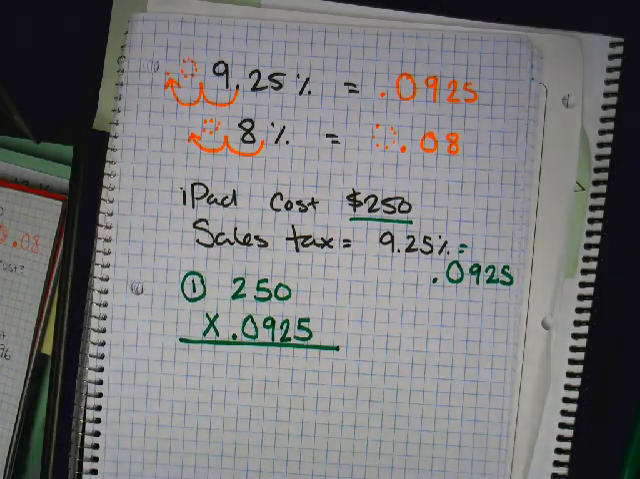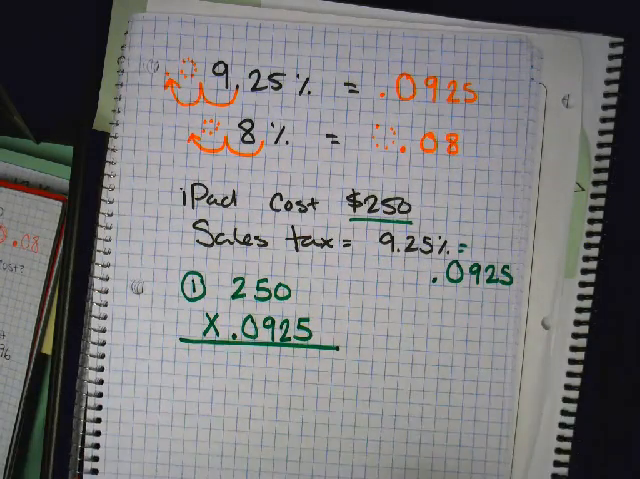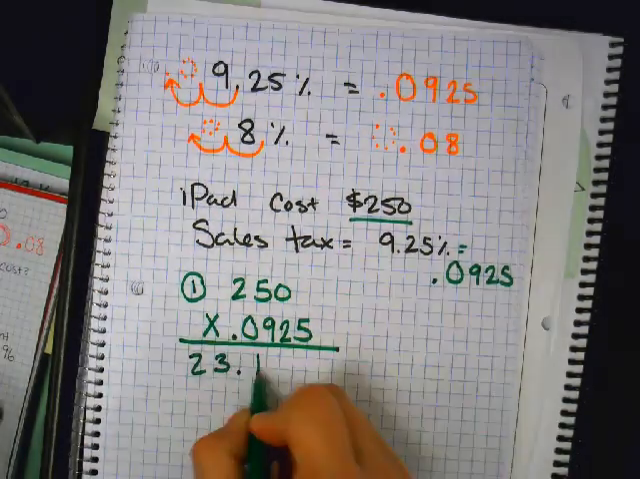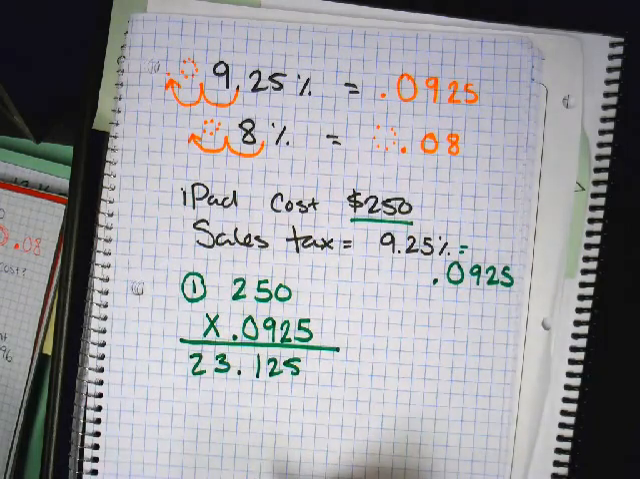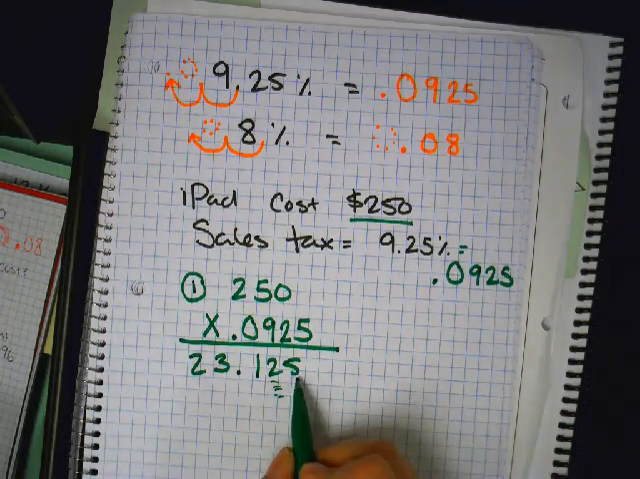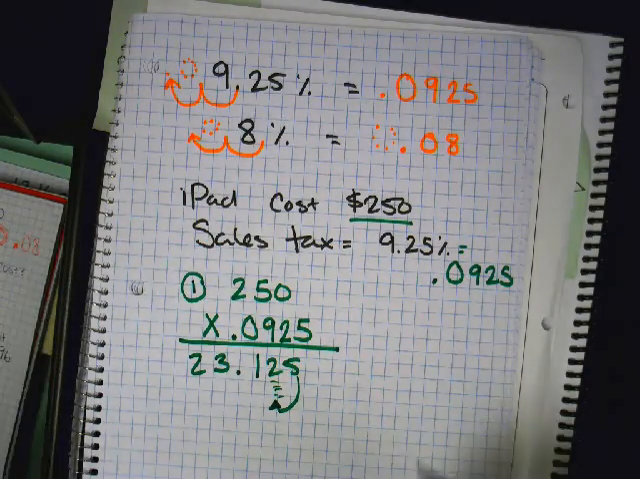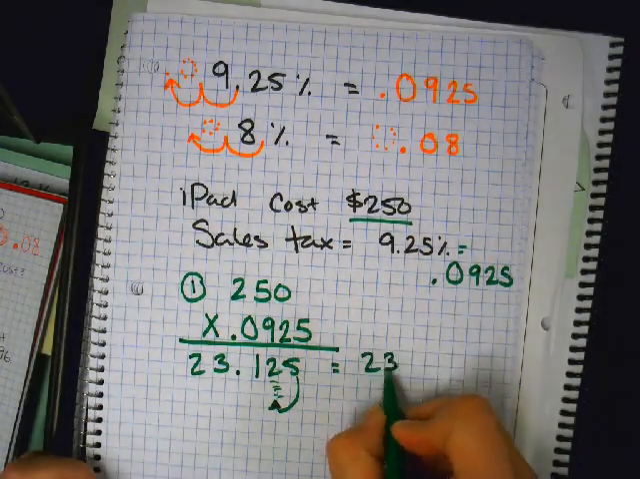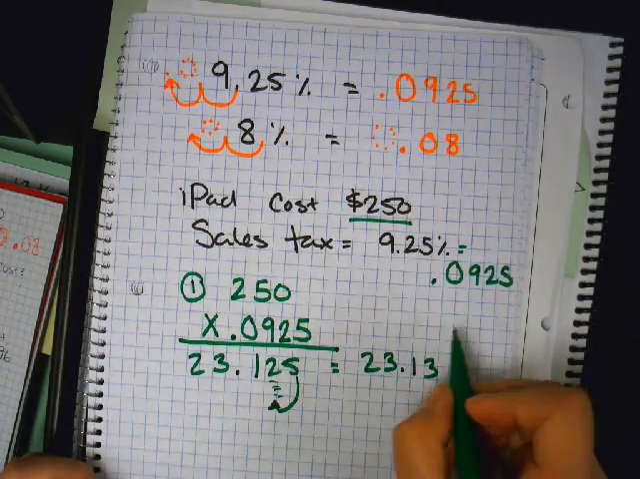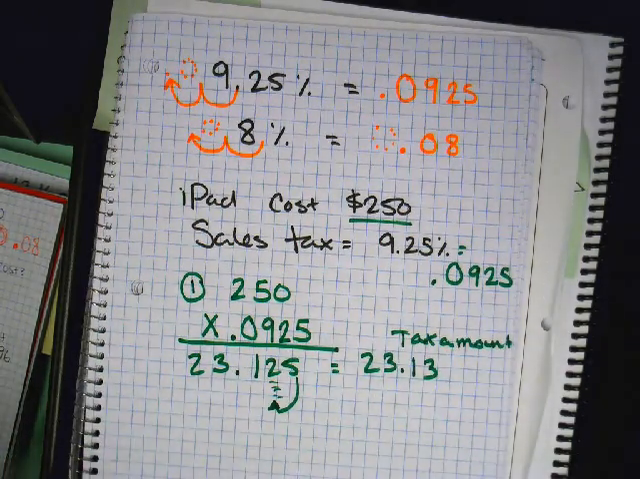All right, what'd you guys get? I got 23.125. Now we round to the nearest penny. Which number's in the pennies? The 2. So what does the 5 tell the 2 to do? Go up one more. So what is this equal to? 23.13. So this is your tax amount. This is the extra amount you're going to pay for this iPad.